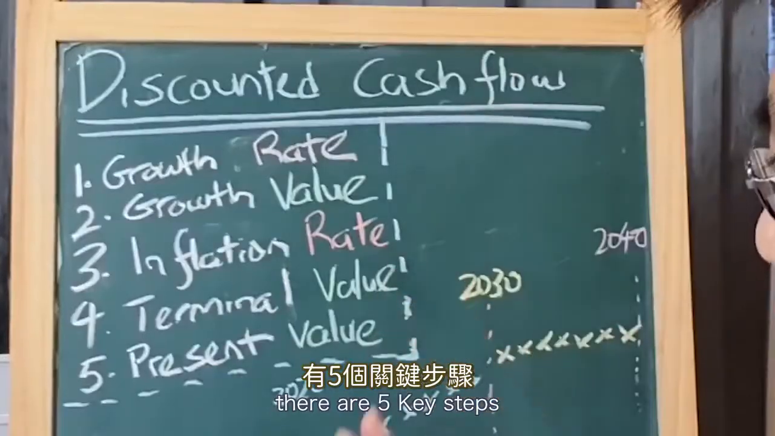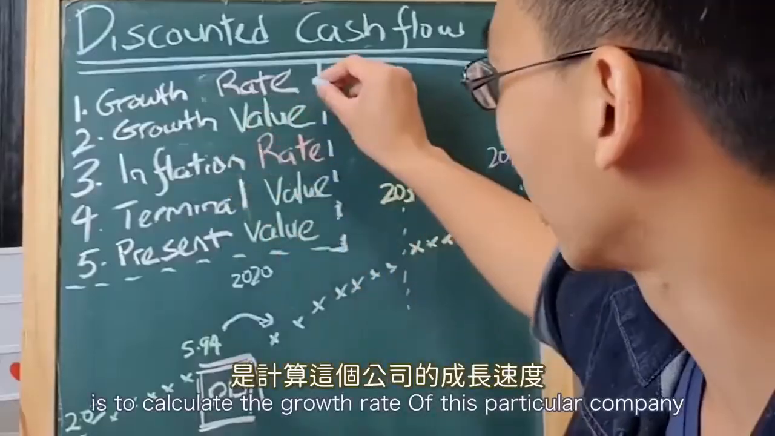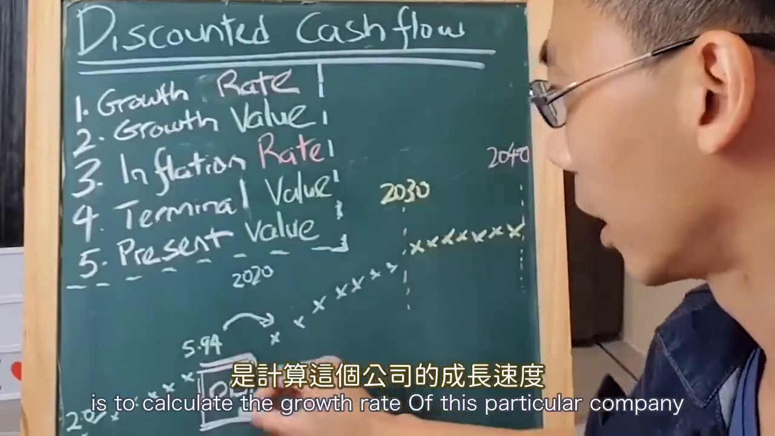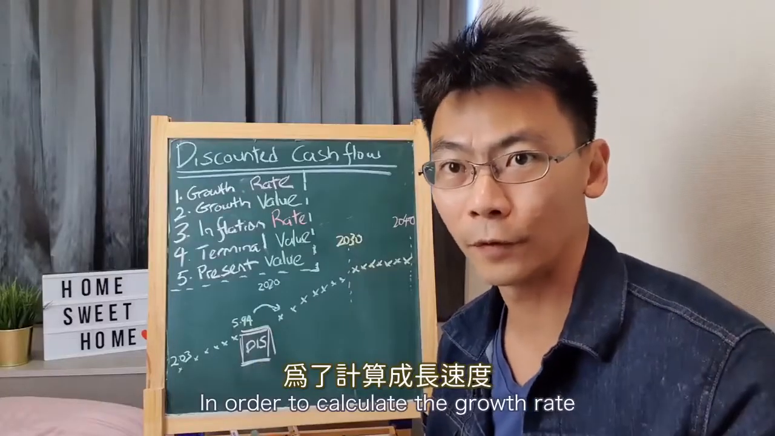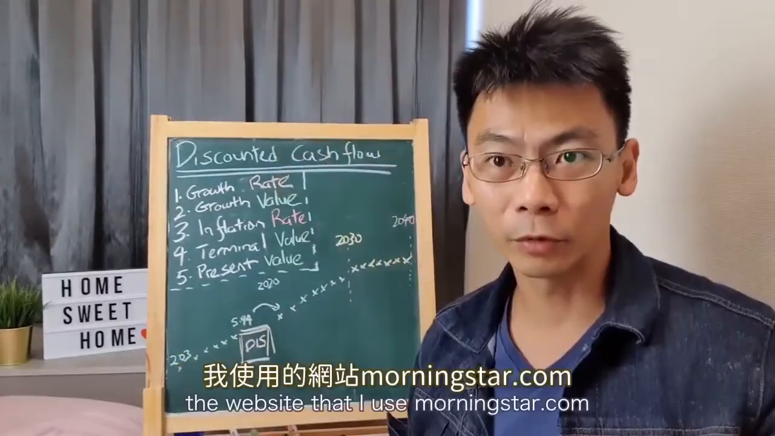So there are 5 key steps. Now let me explain to you this thing. The first step is to calculate the growth rate of this particular company. In order to calculate the growth rate, what we do is to look at the past growth rate of the company. So let me bring you to this website that I use.